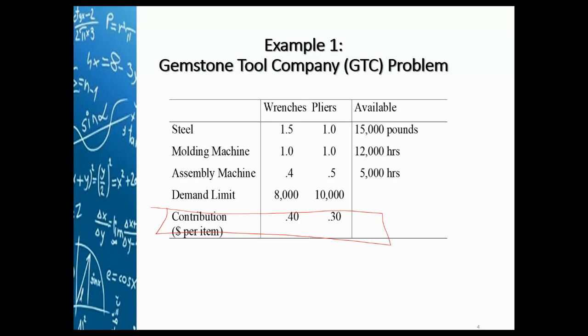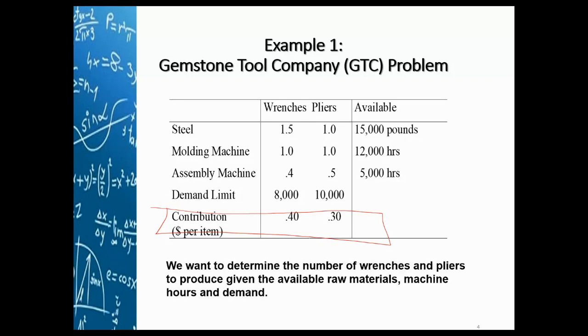Okay, I'm going to change this particular example into a linear programming problem. So our intention is to solve this kind of programming problem. We want to determine the number of wrenches and pliers to produce, given the available raw materials, machine hours, and also our demand. These are all the constraints that we need to consider.